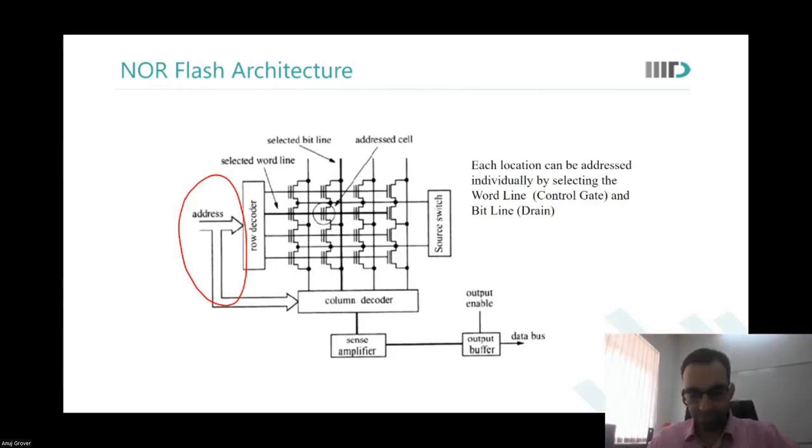Either we can say it is a square array, or we could say that it is something where you will have to send the address in multiple phases.